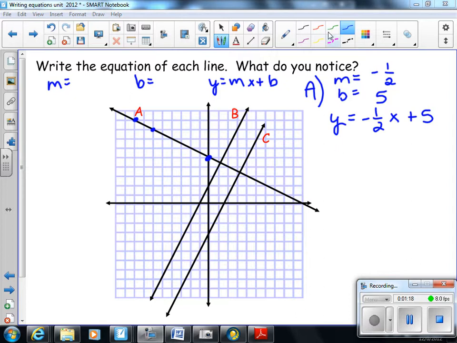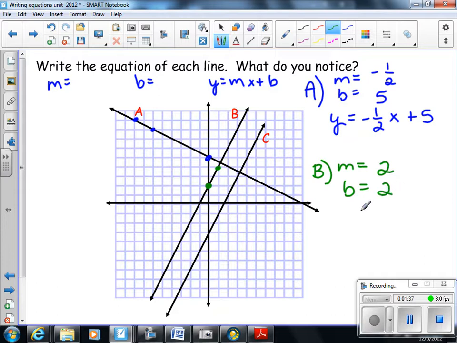All right, let's do B. Let's find the slope first. It's a positive slope. Let's just pick those two numbers, up 2 over 1. So my slope is a positive 2. My y-intercept looks like it crosses the y-axis at (0, 2), so your y-intercept is 2. Your equation is y equals 2x plus 2.